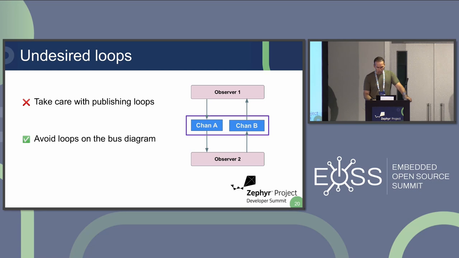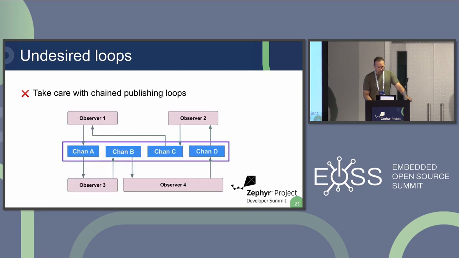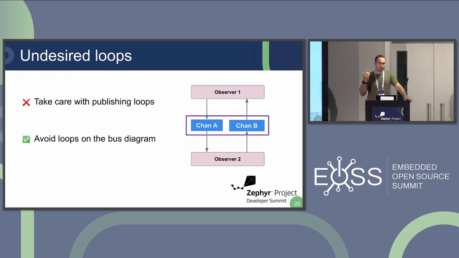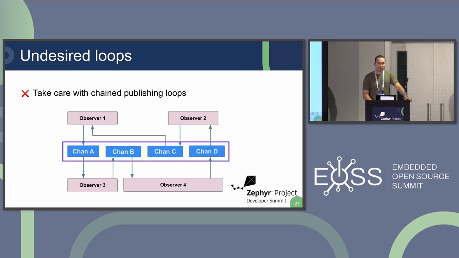And take care with unsigned loops and chained publishing loops, because sometimes you have this kind of thing, and it maybe can generate some loops. And if you are not aware of it, maybe you can think it's a bug or something like that. And I usually suggest people that use Zbus to make the bus diagram.